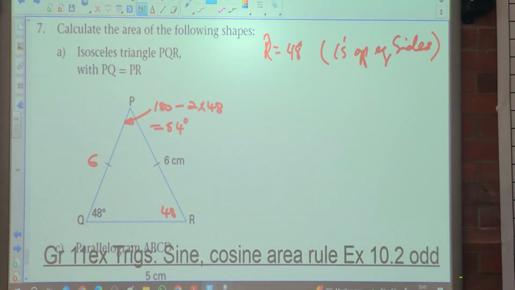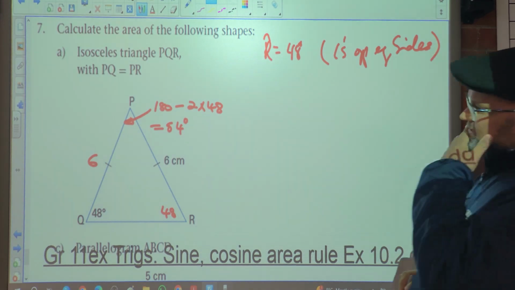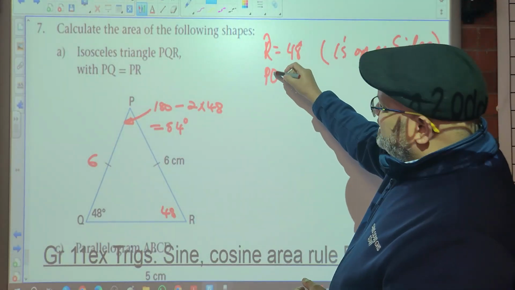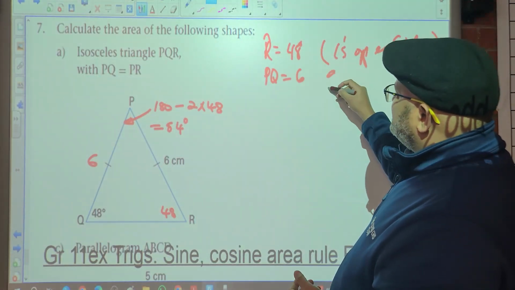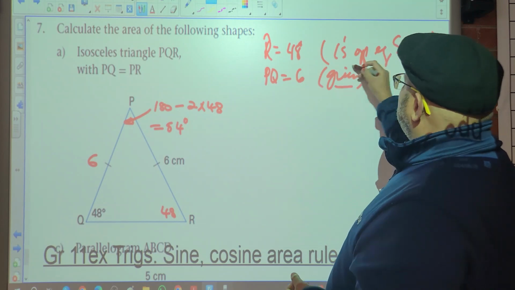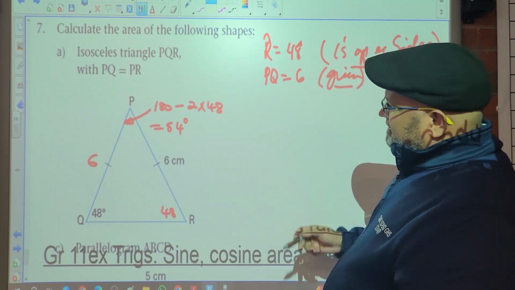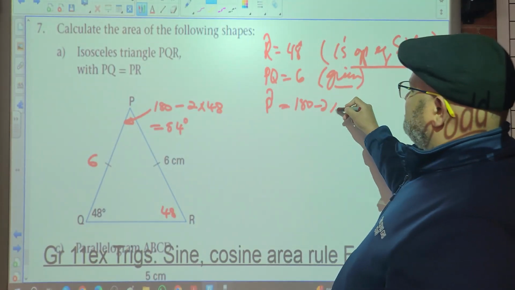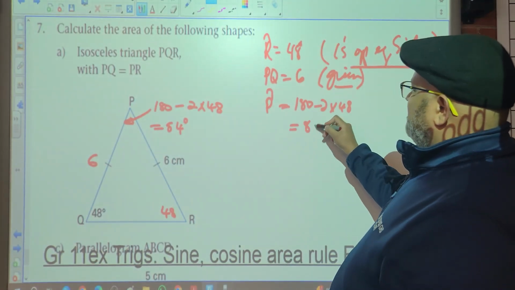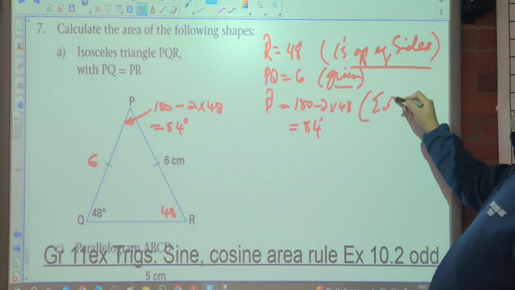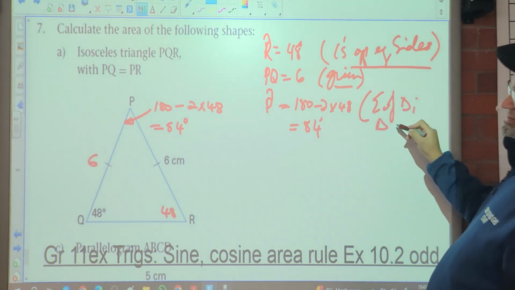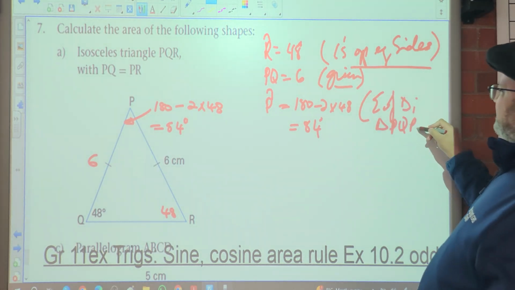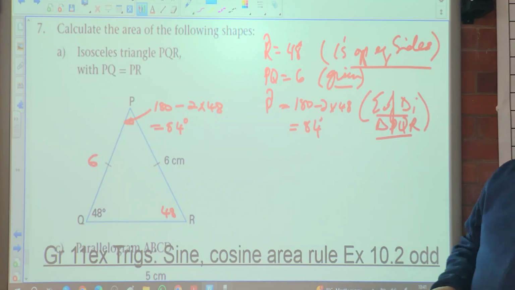No. Why? We're not busy with Euclidean geometry. If it was Euclidean geometry, I would have to give that. Okay? Then PQ is also equal to 6, so it's given. Again, we don't need that. And then the angle P is equal to 180 minus 2 times 48, which is 84. Sum of angles in triangle PQR. Again, that is not needed.